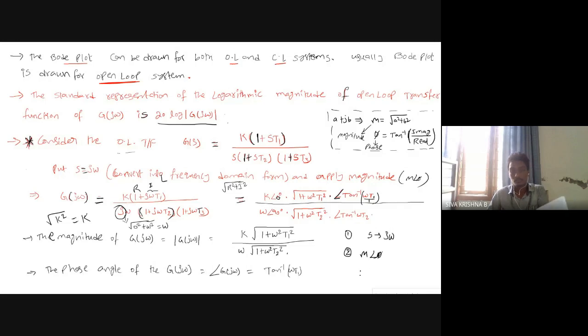J is nothing but 90 degrees, or else S is nothing but 90. S power 2 means 180, and so on like this. Similarly, S power n, 90 into n. You can treat it like this. Please note down clearly these steps. These are the important ones in future.